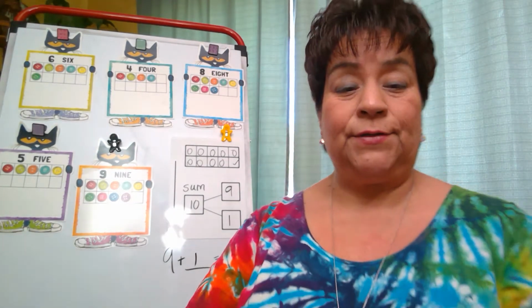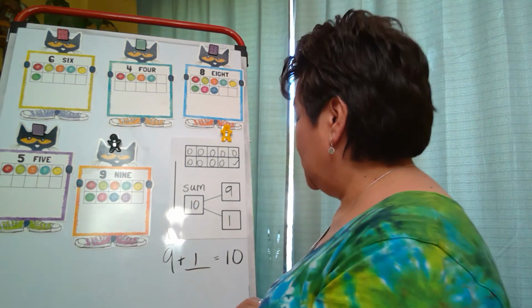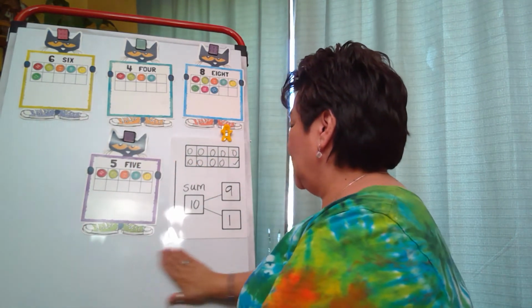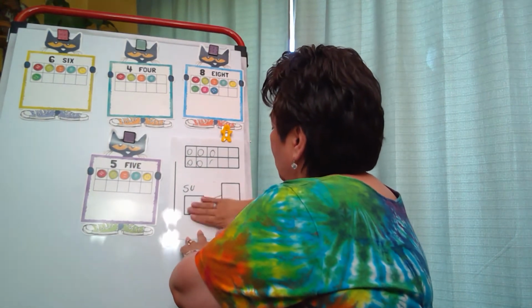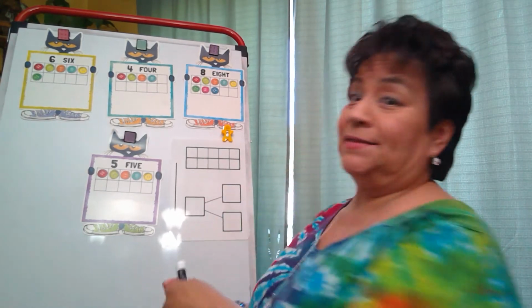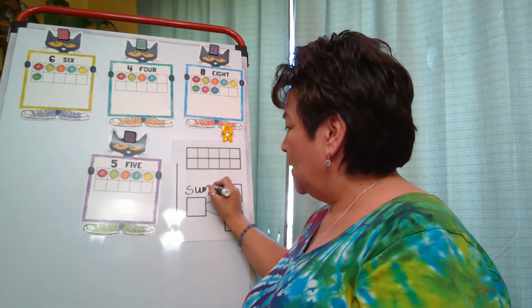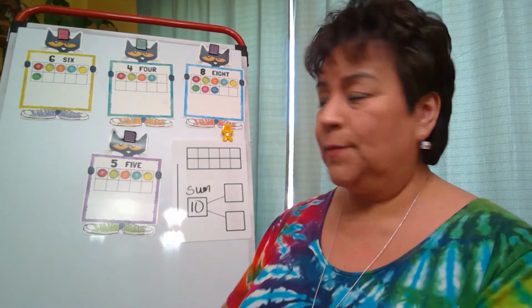We can check that on our fingers too. 9 and 1 more makes 10, because we know we have both our hands up, we have 10. Yay for 10. All right, let's move this guy over and see. Ooh, whoops, I didn't mean to erase my sum, because it's always going to be 10 because we have a 10 frame.